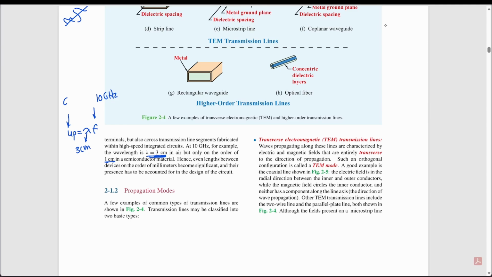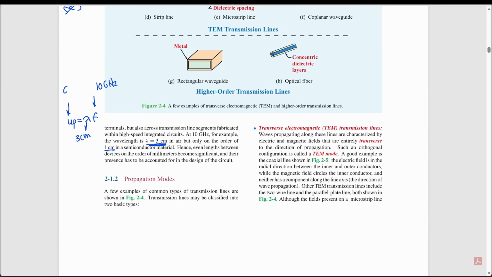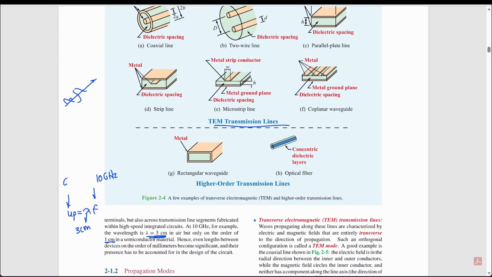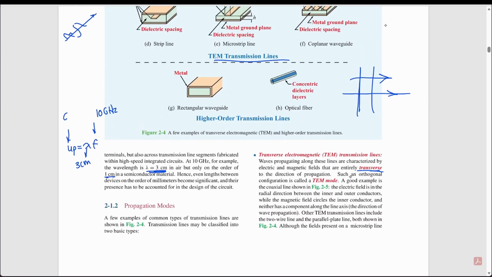Propagation modes. A few examples of common types of transmission lines are shown in figure 2.4. So this is the figure we're going to talk about right now. Transmission lines may be classified into two basic types: the transverse electromagnetic transmission lines and higher-order ones. Waves propagating along these lines are characterized by electric and magnetic fields that are entirely transverse. So the direction of the electric field and magnetic field is perpendicular to the direction of propagation. The electric field is not flowing this way; instead, it's just perpendicular to the direction of propagation. We'll see an example in just a second. Such an orthogonal configuration is called a TEM mode. A good example is the coaxial line shown in figure 2.5.